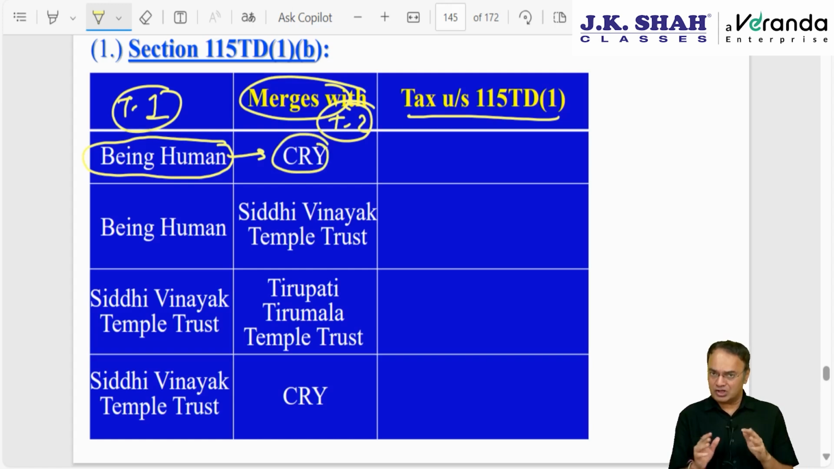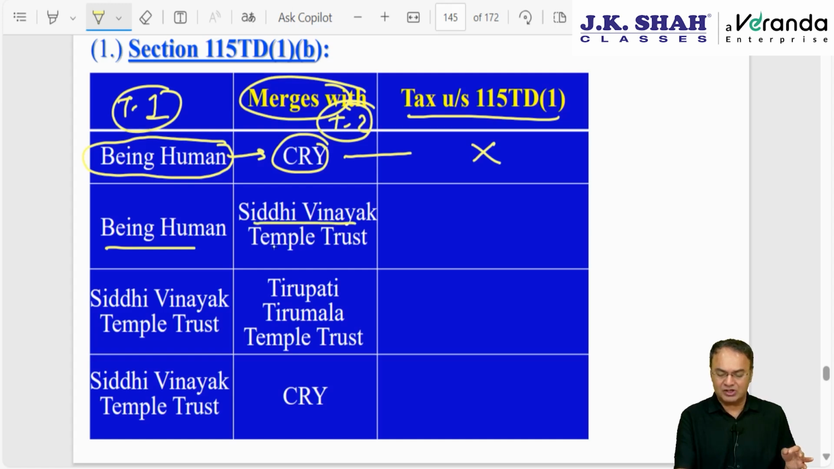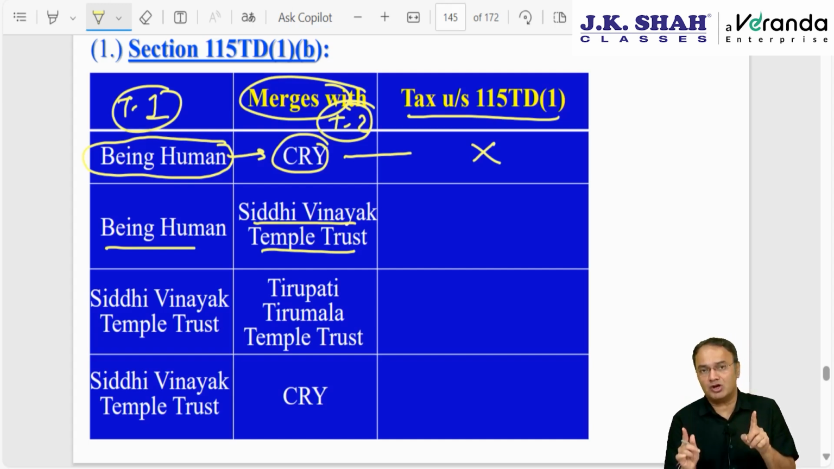Both of them are registered under 12AB, both of them have similar objects, both the conditions are satisfied, then 115TD accreted income tax will not apply. But if Being Human, which is for street children, merges with Siddhivinayak Temple Trust, Mumbai, Maharashtra, which is a Ganesh temple trust, then objects are different. Both are registered under 12AB, but objects are different, tax on accreted income will be applicable.